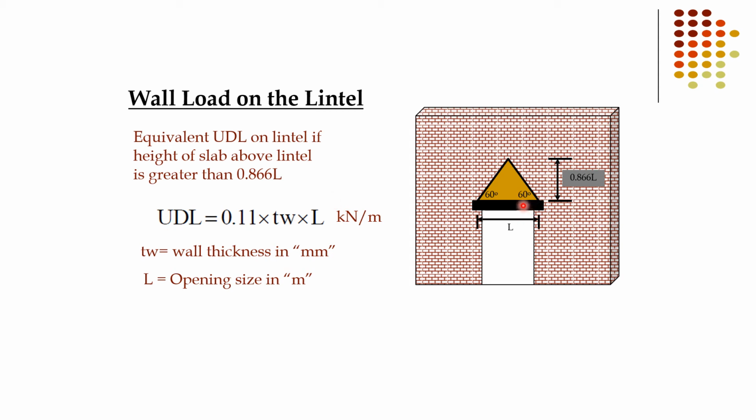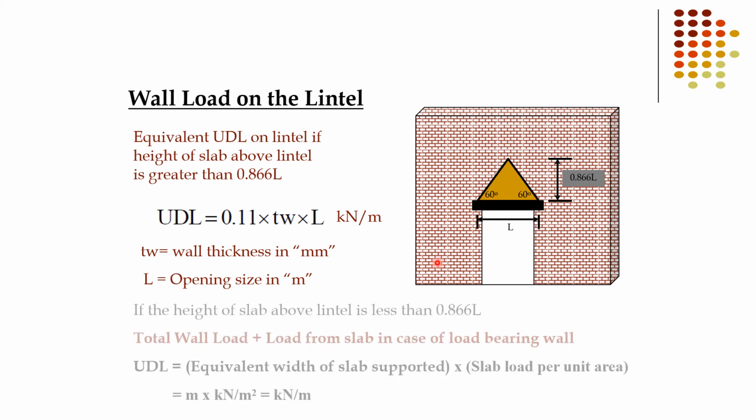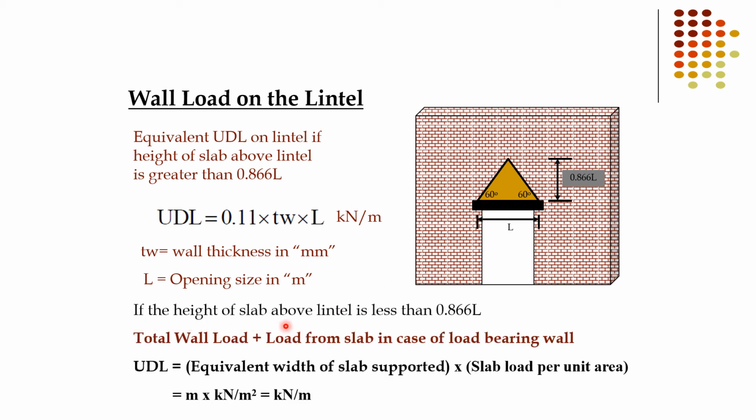And if by chance your slab is lower, maybe if your slab is present here, you will not get this triangular portion. In that case, if the height of slab above lintel is less than 0.866 L, then the total wall load, whatsoever the wall load will come on the lintel, plus load from slab in case of load bearing wall. Then the load from the slab will also come on this lintel.